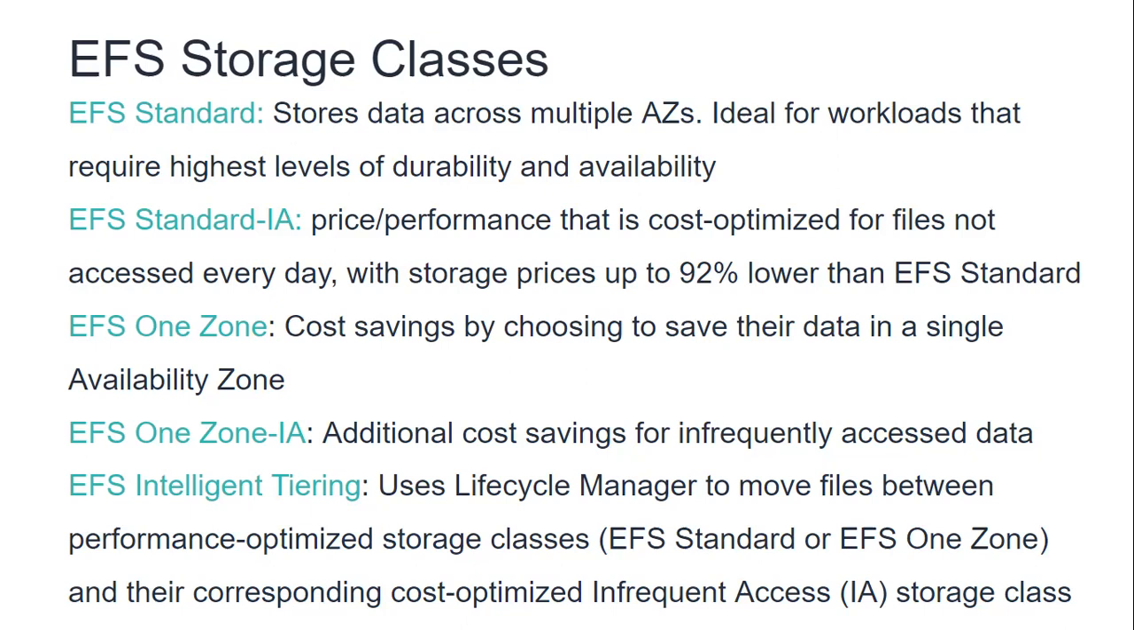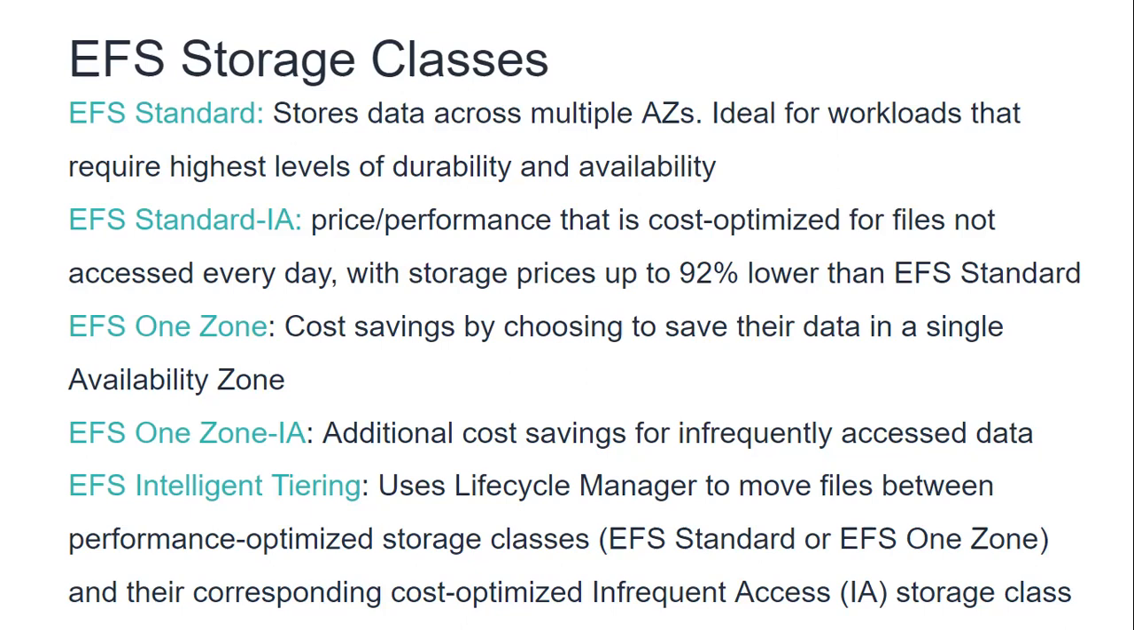One Zone would also give you a lot of cost savings because your EFS file system would only be created in one availability zone. One Zone IA is similar to One Zone, however One Zone IA has the additional feature where it is still stored in one availability zone, but you access it infrequently. So that would be the cheapest storage class.